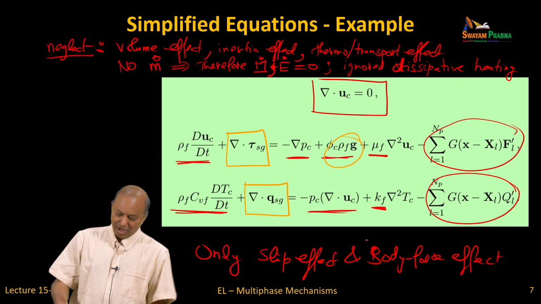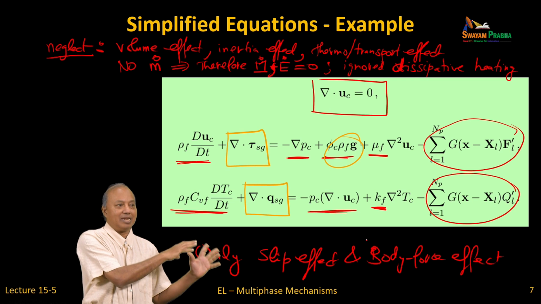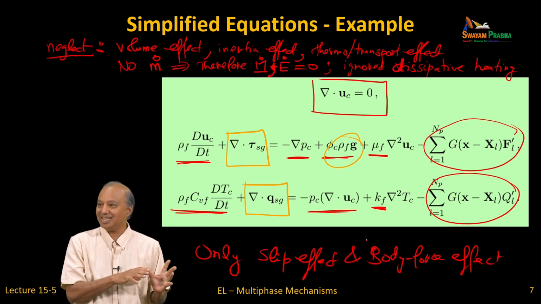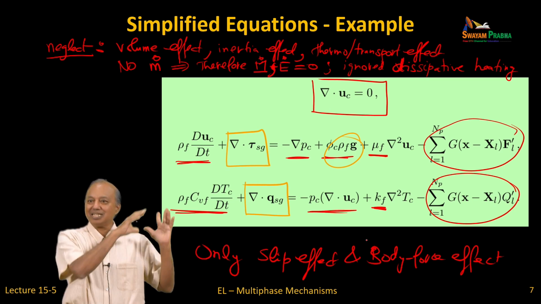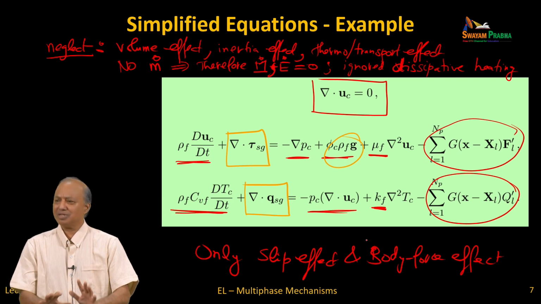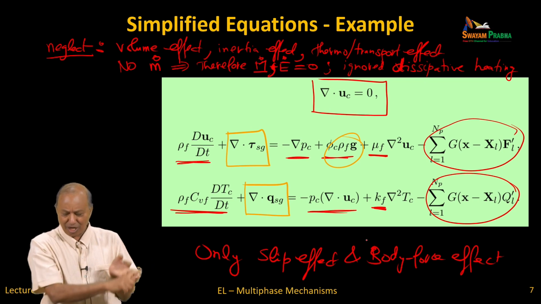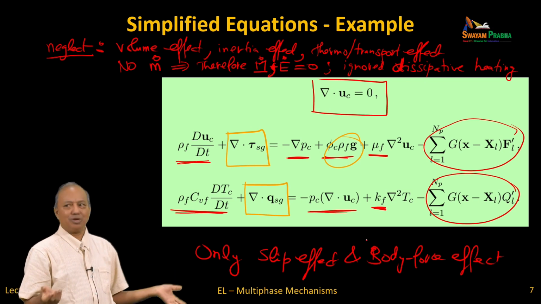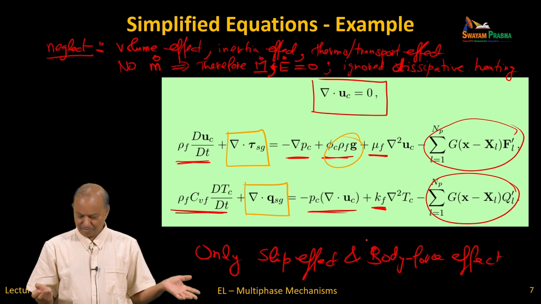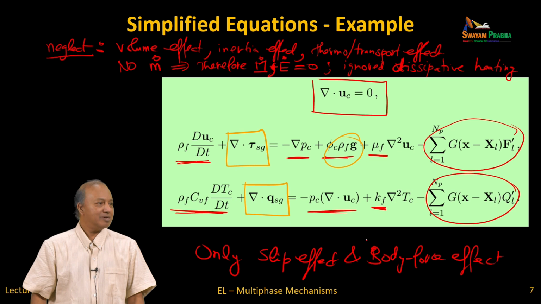So, here is a simplified equation, much simpler than this multi-phase flow equation, a subset of the previous equation. Do not worry about the details. There are some specific assumptions I use: volume effect, inertia effect, thermodynamic effects. They are all 0 in this case. Only the slip effect and the body force are there.